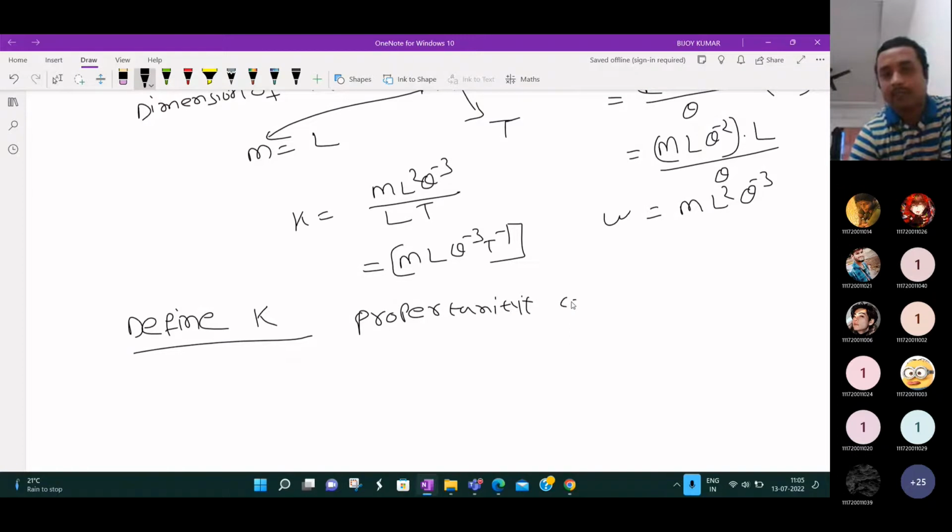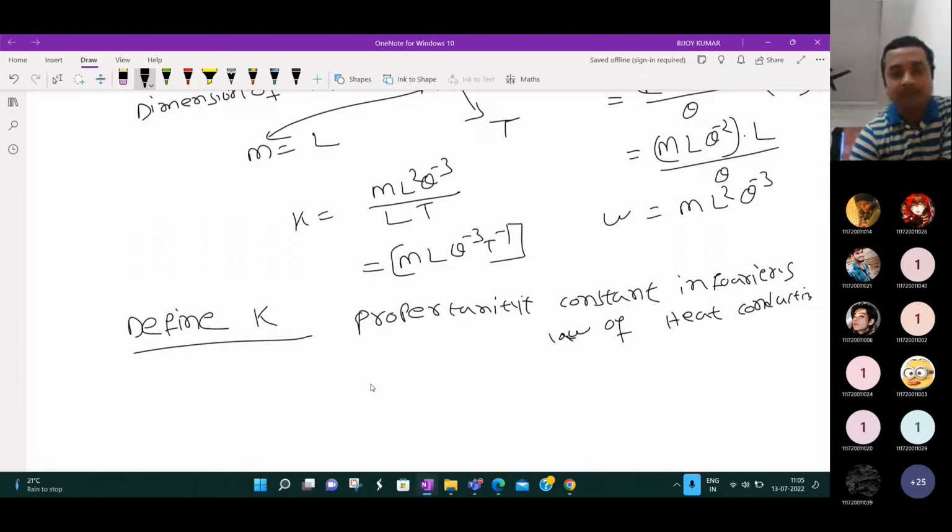Proportionality constant in which law? It is the proportionality constant in Fourier's law of heat conduction. Fourier's law of heat conduction. Okay, it is the first definition.